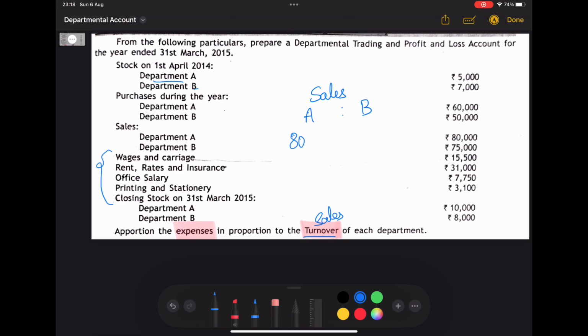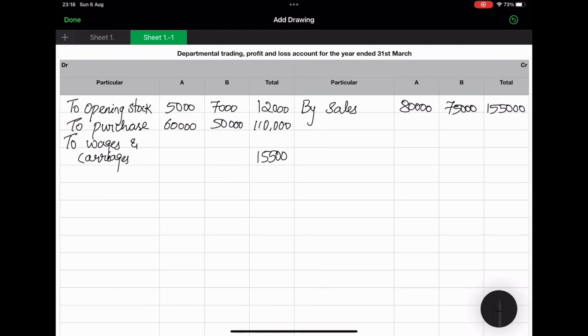So 80,000 for department A and 75,000 for department B. Okay, 3 zeros will get cancelled. Here if you use the 5 times table, it is 16 is to 15. This is the turnover ratio. In the 16 is to 15 ratio, we are going to apportion the expenditures.